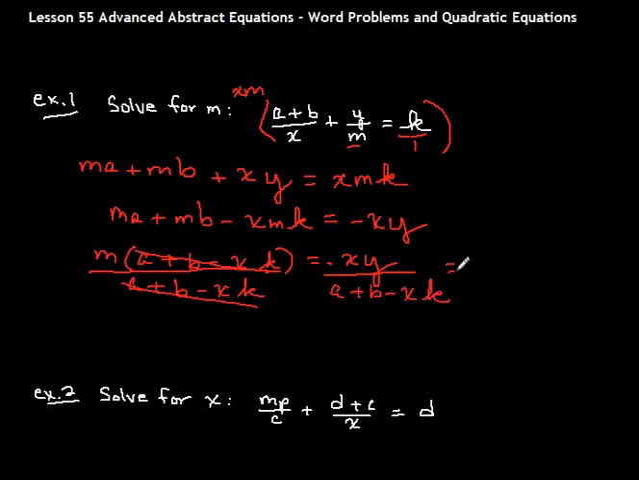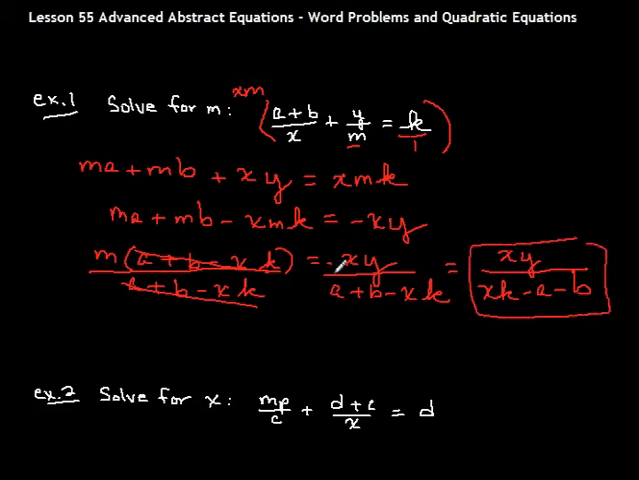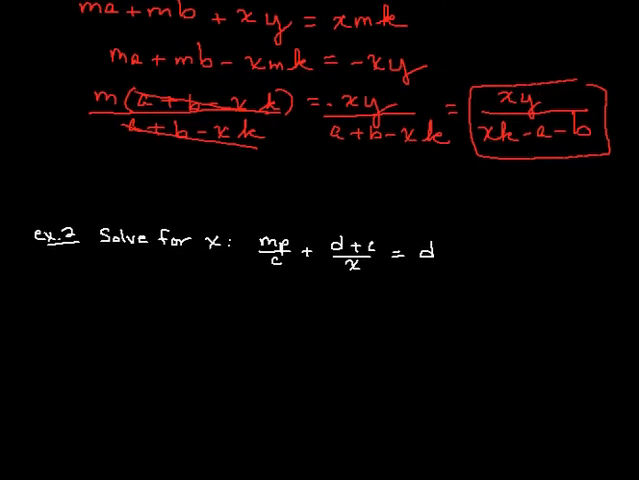In the book, the answer looks different. They're just going to multiply the top and bottom by negative. So they have xy over xk minus a minus b or something like that. So you can do it either way. This is not wrong. Sometimes it just ends up looking different. Okay, let's do another one.